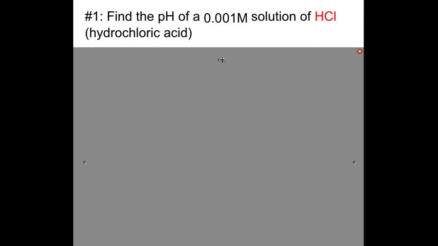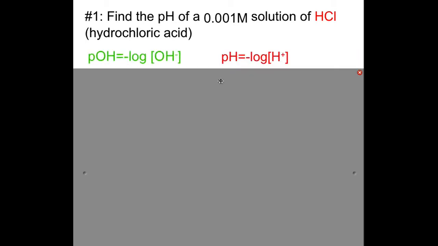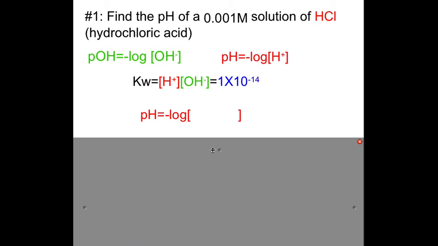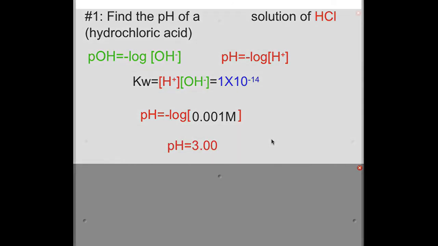Number 1 asks you to find the pH of a 0.001 molar solution of hydrochloric acid. So what are we going to use, the pOH equation or the pH? If you said we're going to use the pH equation, you are correct. And what we're going to go ahead and do is plug in this number right here to determine the pH equals 3.